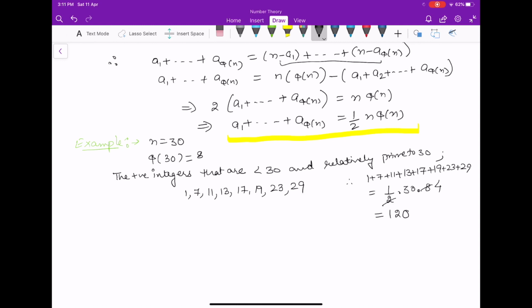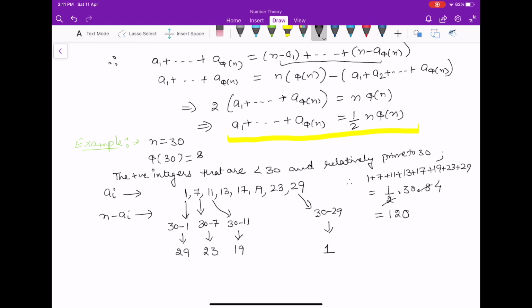Also, if I want to see this property, these are the a_i's, and if I consider n minus a_i, we see here if this is 1, it is 30 minus 1, that makes it 29. This is 7, so 30 minus 7 makes it 23. 11 is 30 minus 11, so that makes it 19, and so on. 29 is 30 minus 29, that makes it 1. So the set that you obtain here, this double star, star is the same as double star, written in a different order.